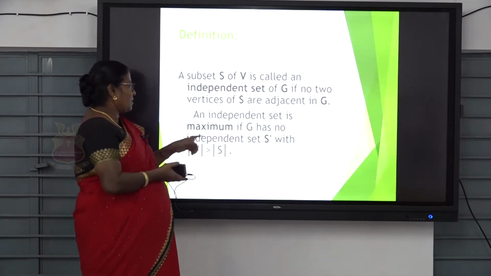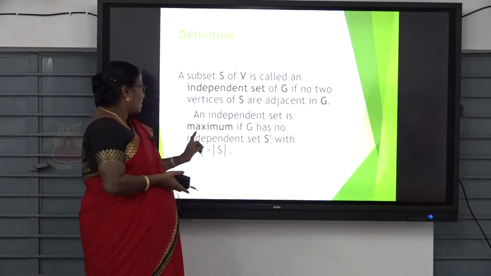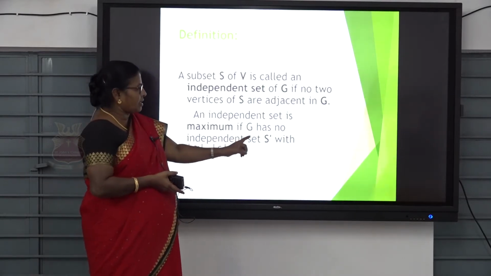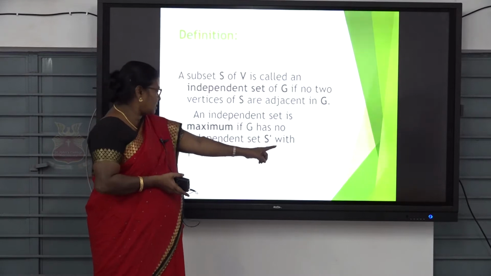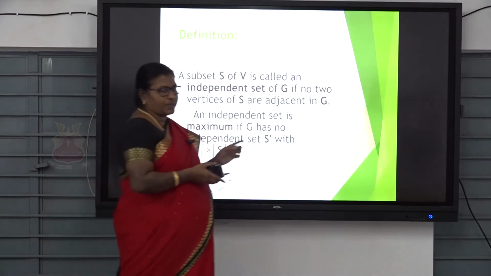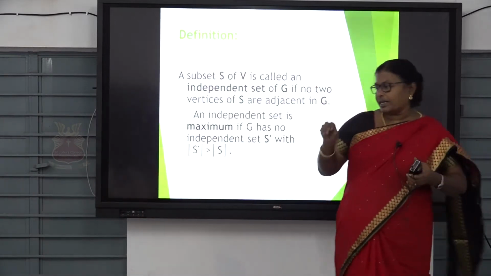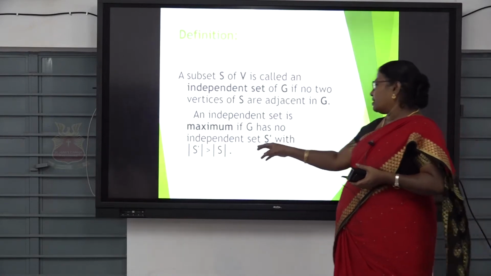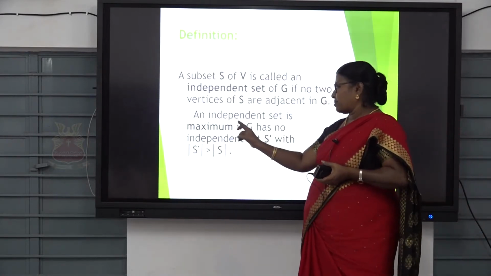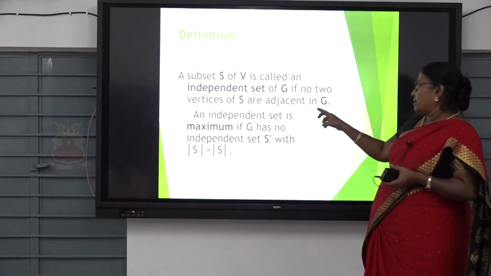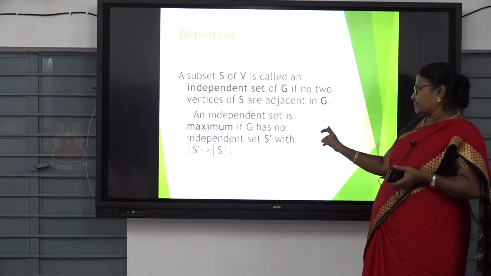Okay. So an independent set is maximum if G has no independent set other than S, that is S dash, with modulus of S dash greater than modulus of S. That means we should not get another independent set whose cardinality is more than the maximum set. Means it should be the set which contains the maximum number of vertices which are not adjacent in G.